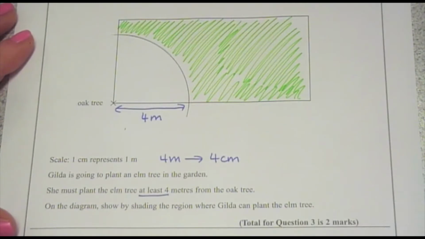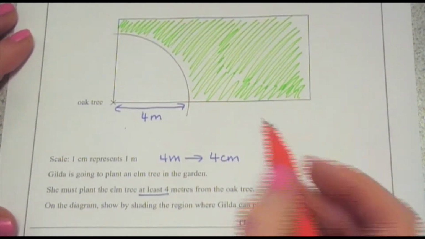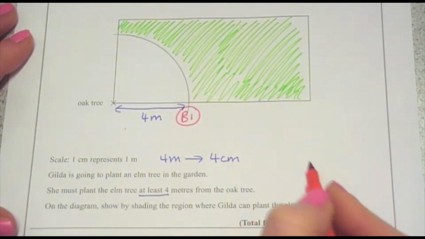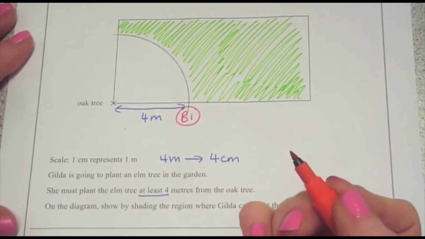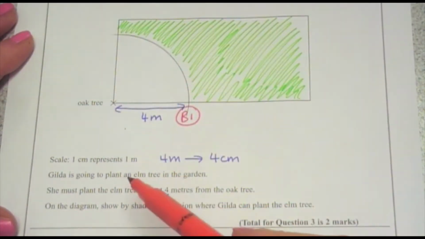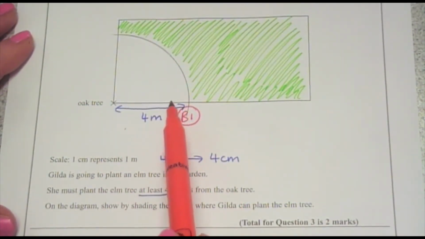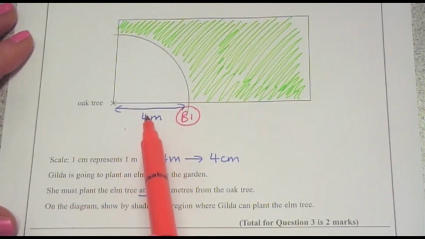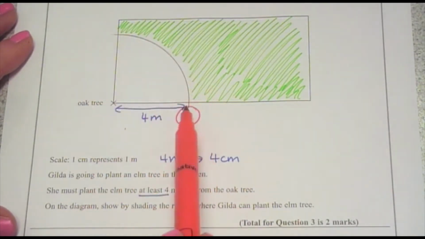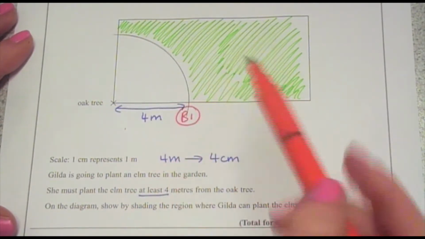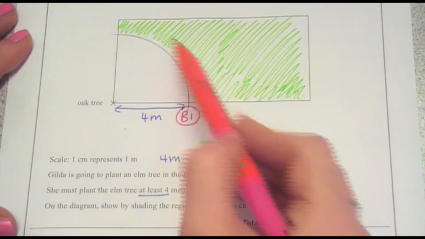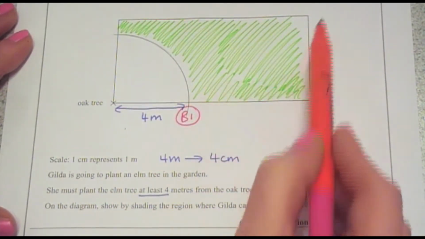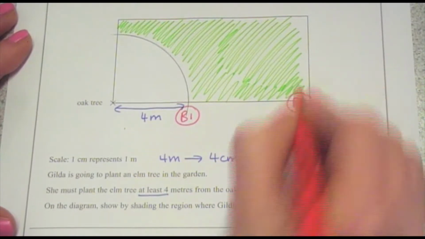Now for the mark scheme. The first mark would be for drawing an arc that has a radius of 4 centimetres. Depending on which paper you've been given, if you've been given an A4 paper, then you should have 4 centimetres. If you've been given an A5 paper, then scale it down to about half and it should be 2 centimetres. So that's my first mark for drawing that arc. My second mark is for shading the region correctly, so it has to be further away from the arc and still bounded by the rest of the garden.